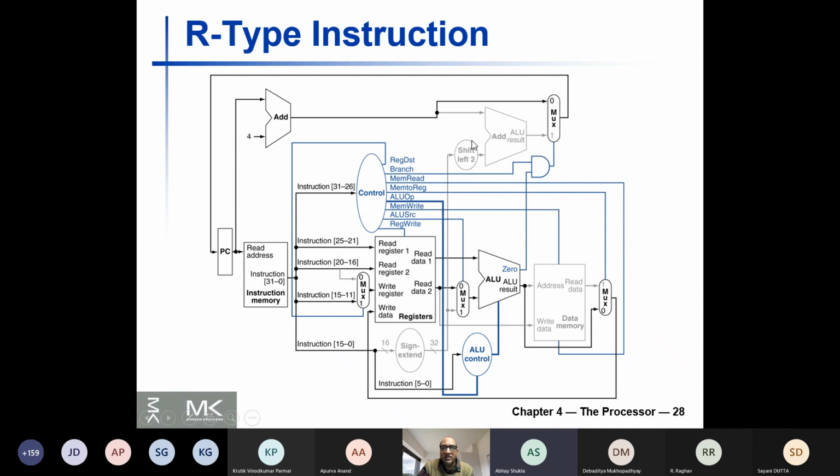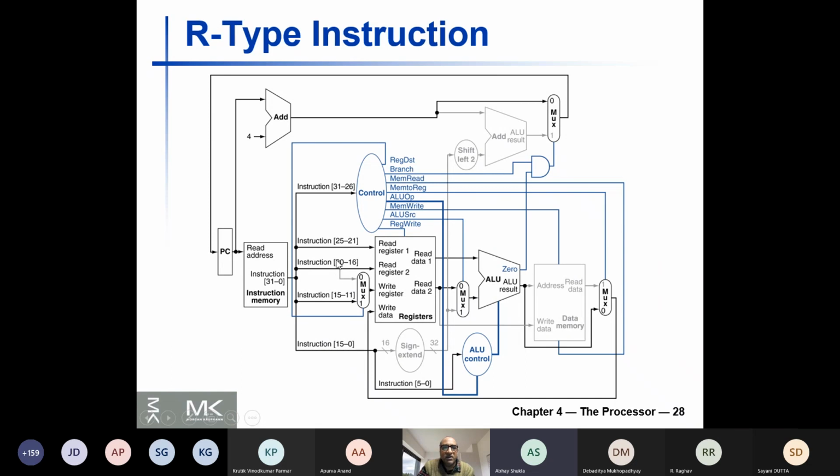So therefore, the corresponding things are also not there. Likewise, sign extension is also not required. But all multiplexers are active, right? Because this multiplexer is active, we need to pick up either from bits 11 to 15 or from bits 16 to 20, because both choices are appropriate with respect to the respective instructions.